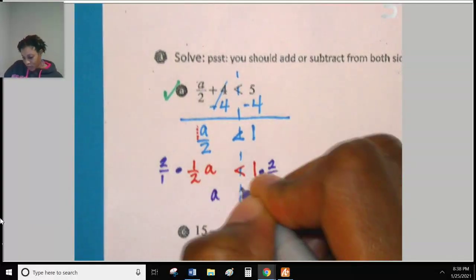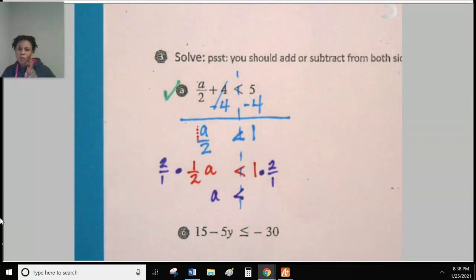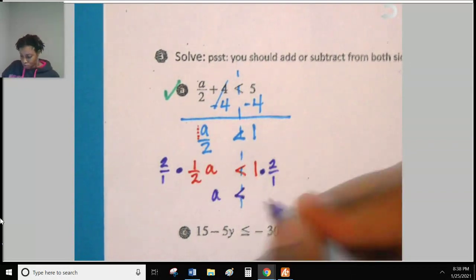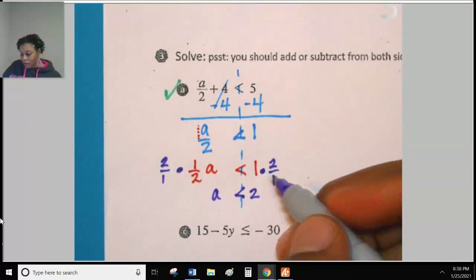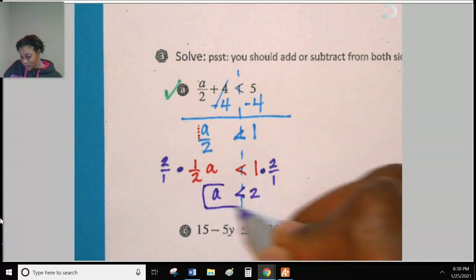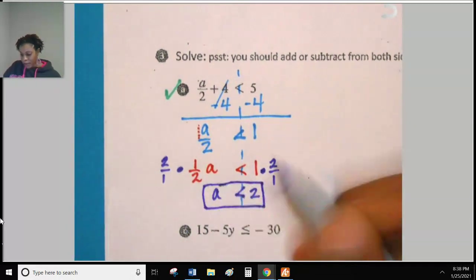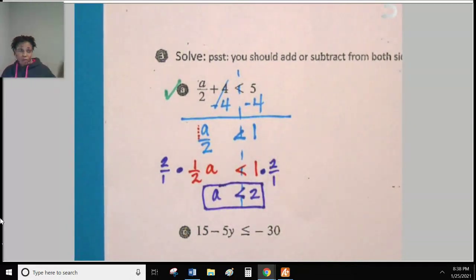Bring down that inequality symbol. 1 times 2 is 2. 1 times 1 is 1. 2 over 1 is just 2. So this is going to be A has to be less than 2. Okay? There's no reversing here. I didn't multiply by a negative here. So this is the way it is. Okay? The variable's already on the left. So things are good, happy days.